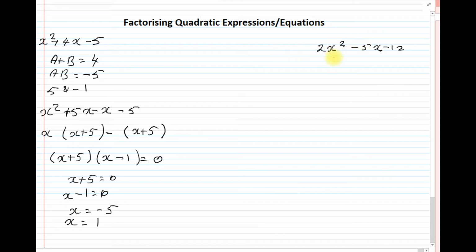The second type of quadratic expression that we're going to look at is when the coefficient of the x squared term is non-zero, like here: 2x squared minus 5x minus 12. In this type of expression, we'll be looking for two numbers, a and b, as before, such that a plus b is equal to, again, this middle coefficient, which is -5.